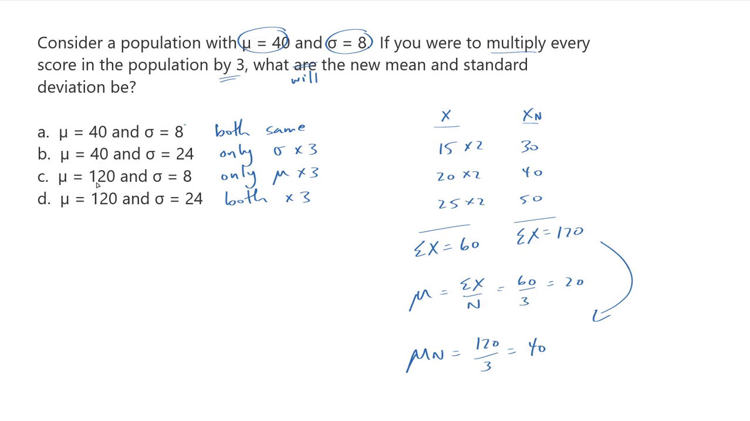So we know that the mean will be affected. So it's going to be one of these. These first ones have got to be wrong, because the mean cannot stay the same when you multiply every score by 3. But what about the standard deviation? What about the variation that's measured? Well, this one I can do without math.